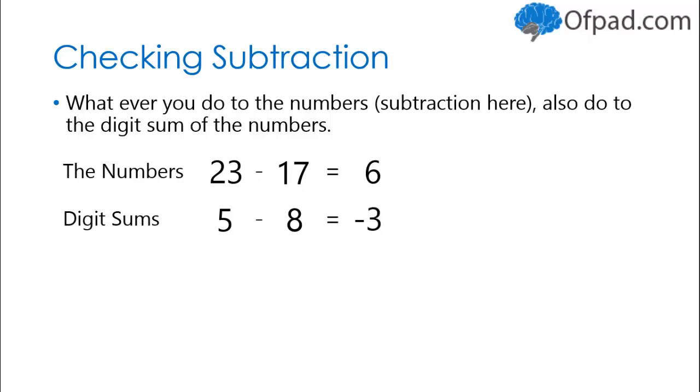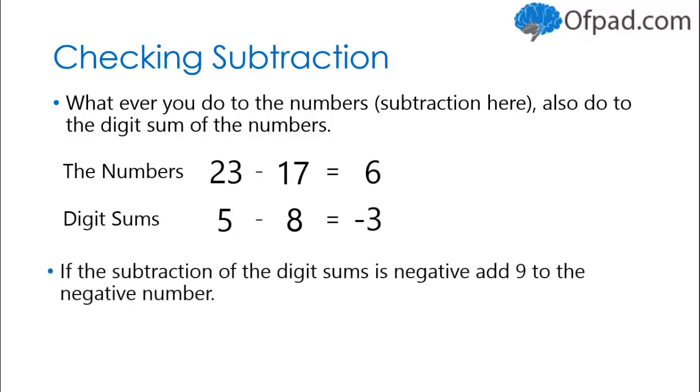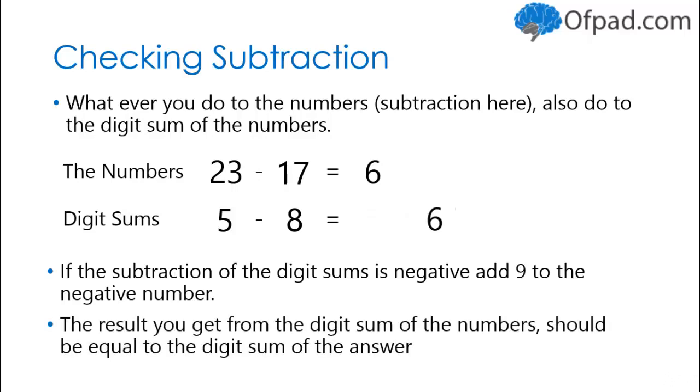Subtracting 5 minus 8, we get minus 3. If the subtraction of the digit sum is negative, add 9 to the negative number. So adding 9 to minus 3, we get 6. The digit sum of the answer is also 6, so the subtraction is done correctly.